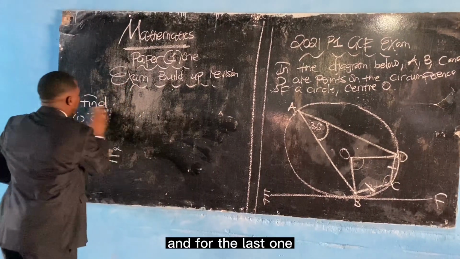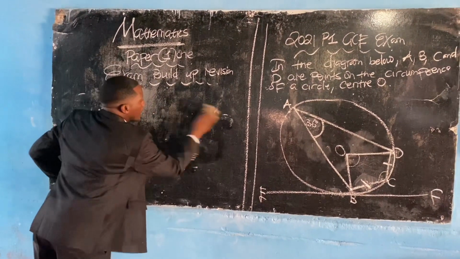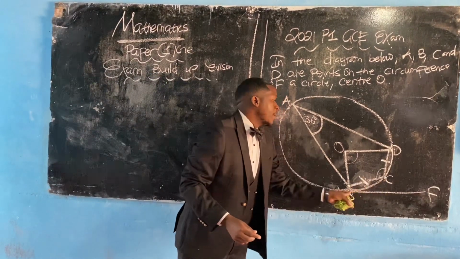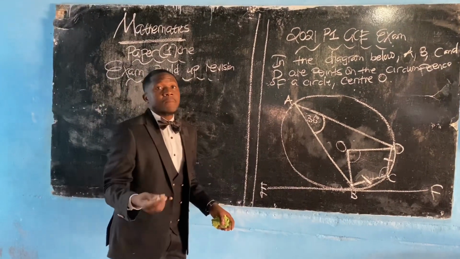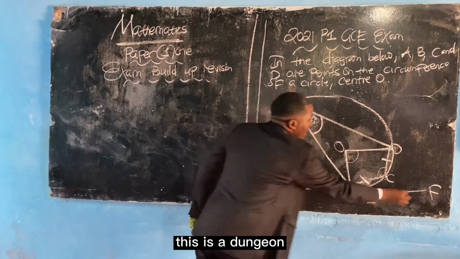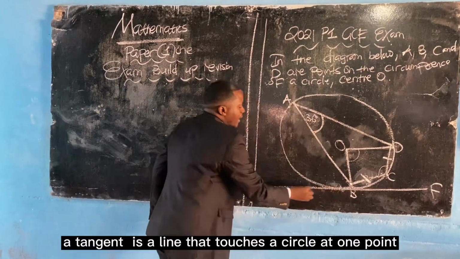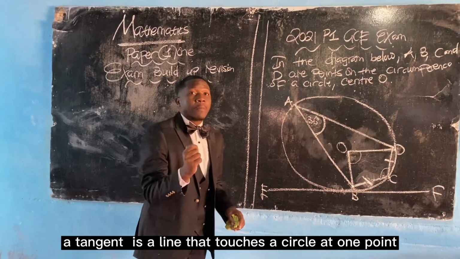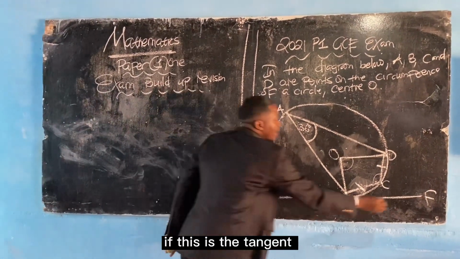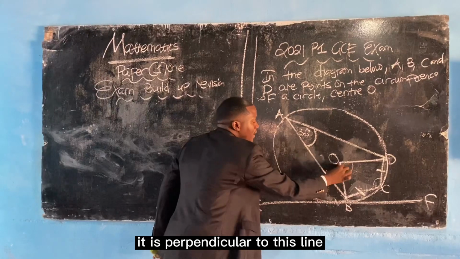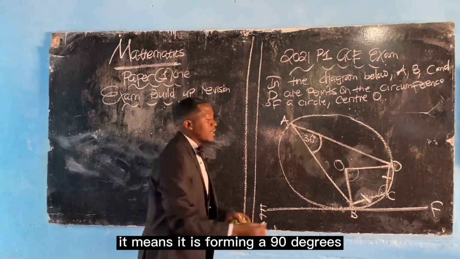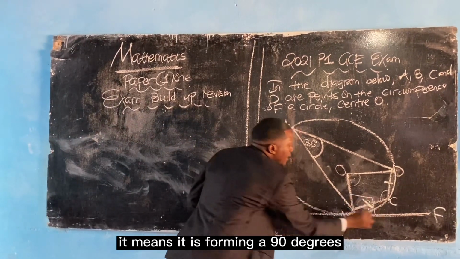And for the last one, it says CBF. If you can observe, this is a tangent. A tangent is a line that touches a circle at one point. And as a result, if this is the tangent, it is perpendicular to this line. When I say perpendicular, it means it is forming 90 degrees.